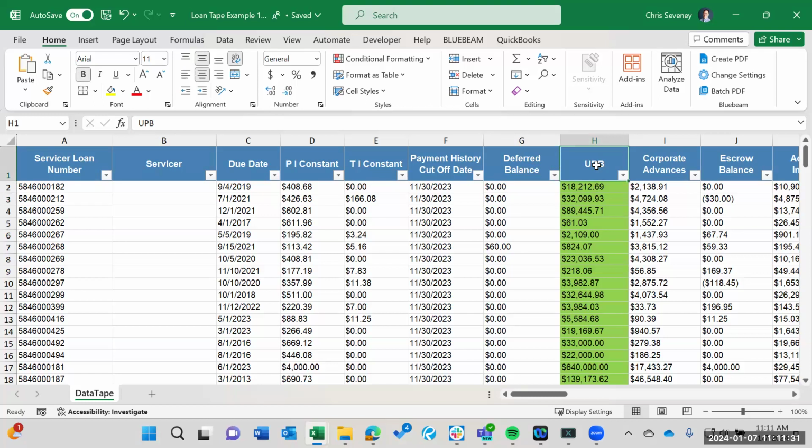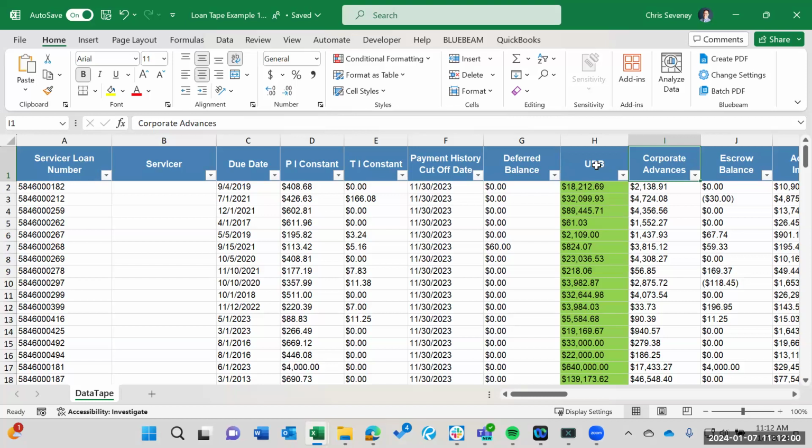UPB, also the unpaid principal balance. This is the amount that they owe on the loan that's accruing interest. Very, very important to understand, of course, the UPB when you're bidding on performing loans or non-performing loans. And this is one of the major factors of what you bid off of.